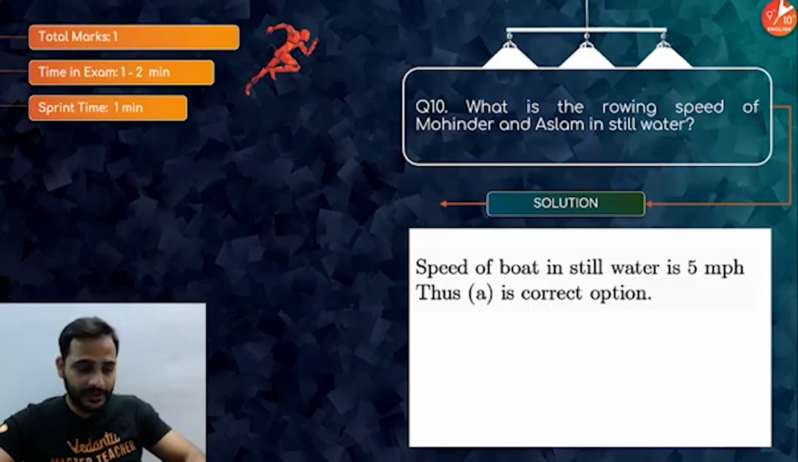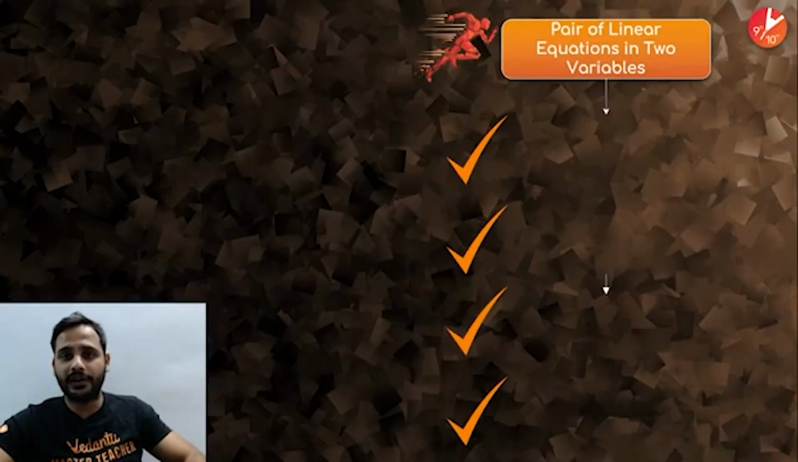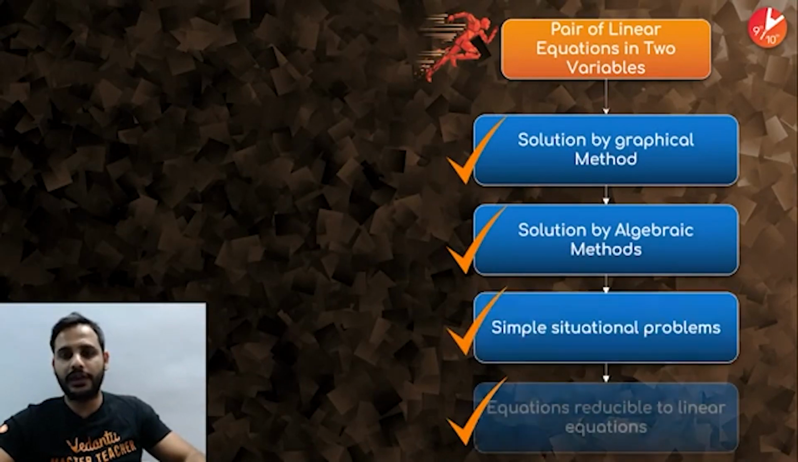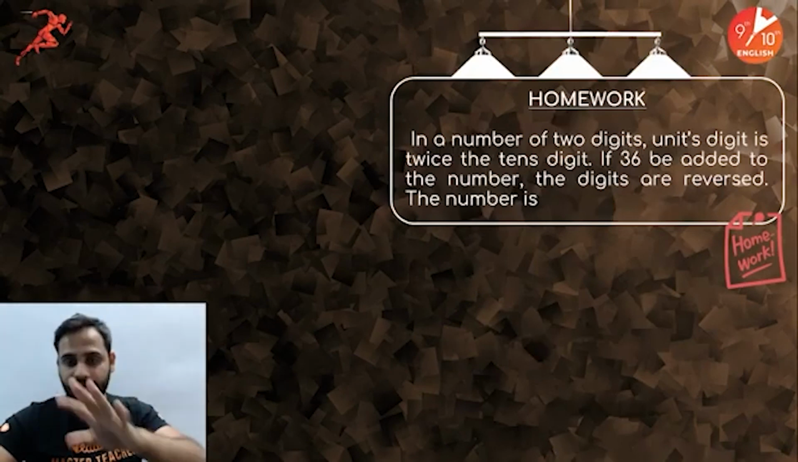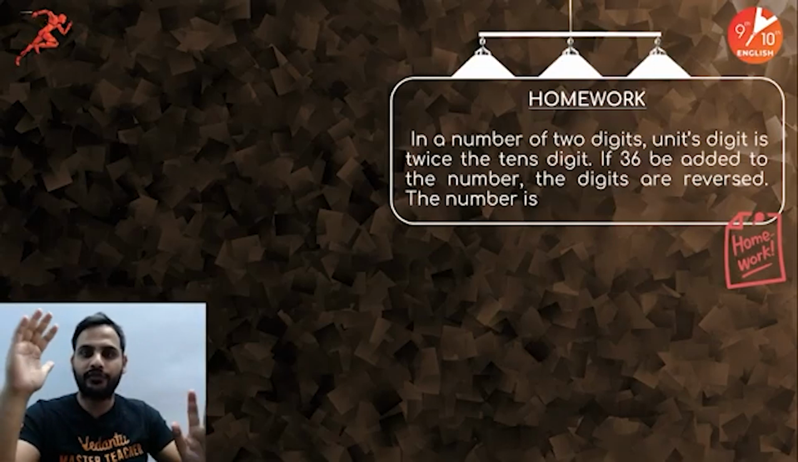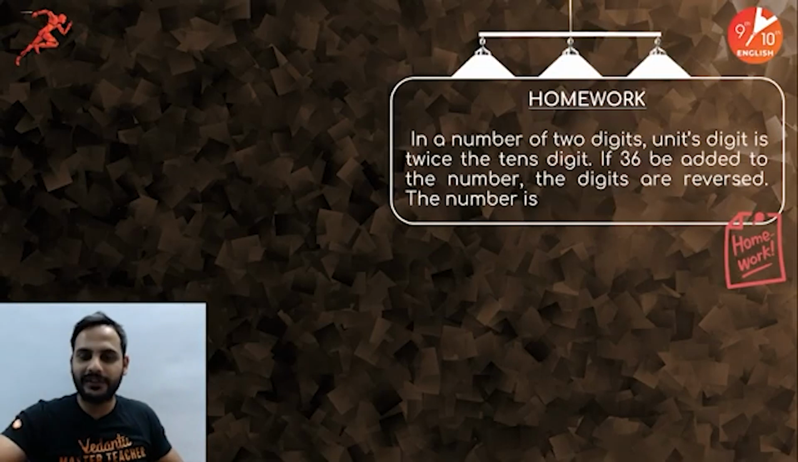So upstream, downstream, speed, distance questions are all important ones. Okay children, so this is all in today's class. Before that, take a note of this homework question. This is a digit problem. I want all of you to solve this question. Let me know in the comment section what your answer is, so that I get to know that my students are solving the question.